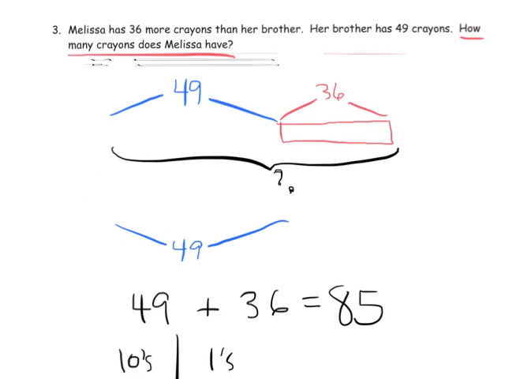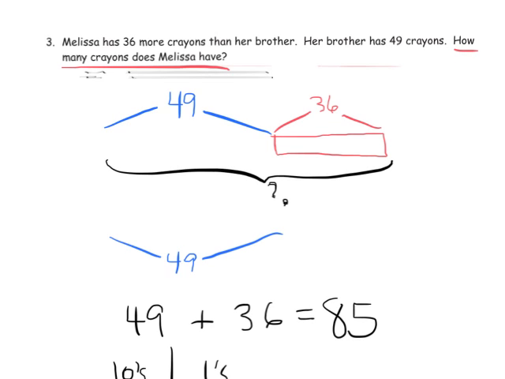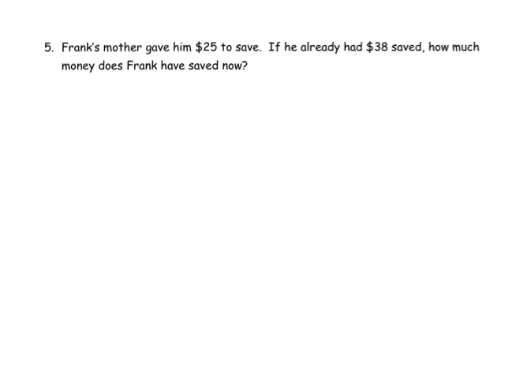And so the answer is, how many crayons does Melissa have? And the answer is 85 crayons. And our last problem here is another tape diagram, I believe. Let's just solve it. So it says, Frank's mother gave him $25 to save. If he already had $38 saved, how much money does Frank have saved now?